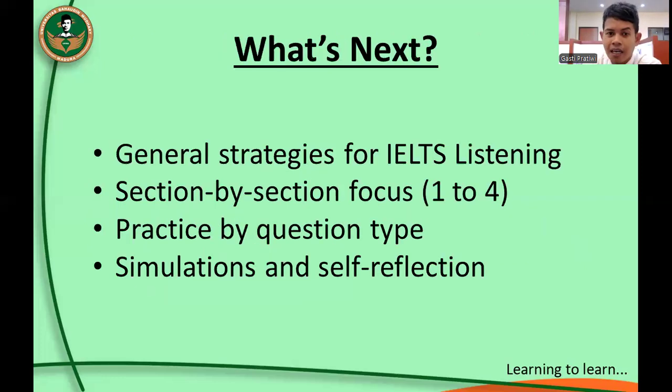Okay, good. And then what's next in our course? Later, we will talk about the general strategies for IELTS listening, and then a section-by-section focus. We will focus on section 1 for maybe 3 to 4 meetings, and then the next meeting on section 2. After the midterm, we will focus on section 3 and section 4. And then practice by question types. And finally, at the last meeting, we will do a simulation and self-reflection.